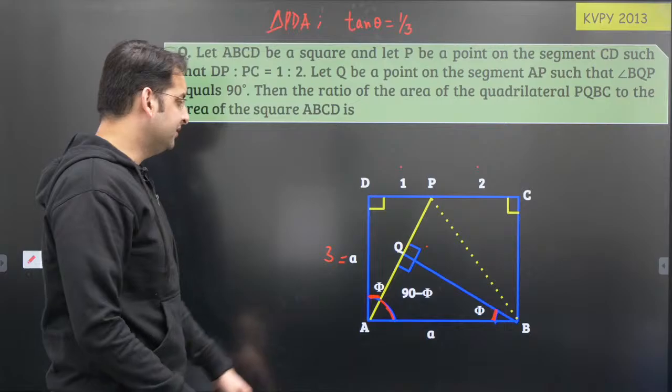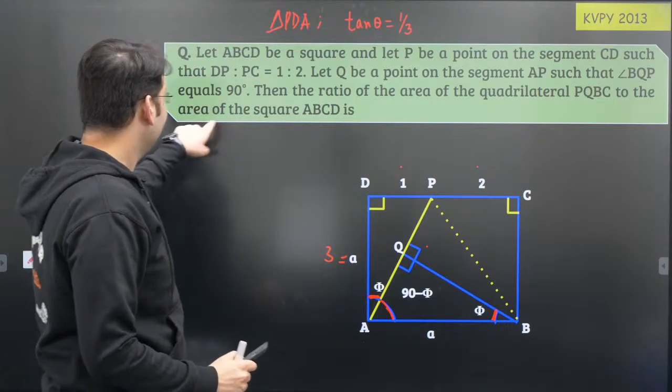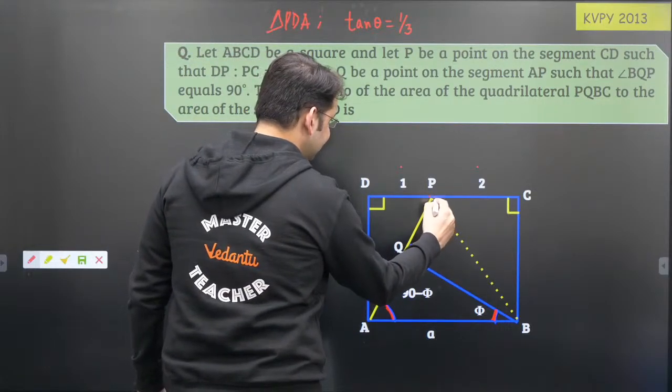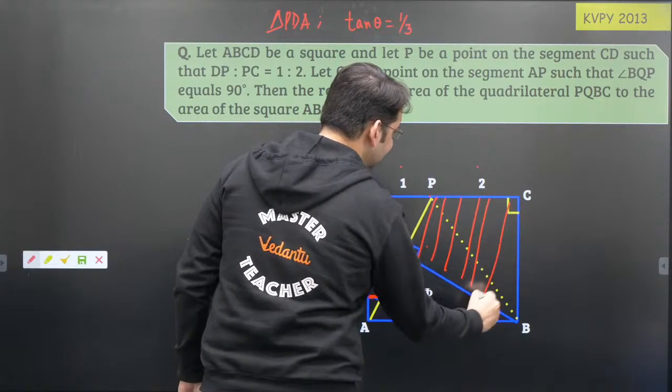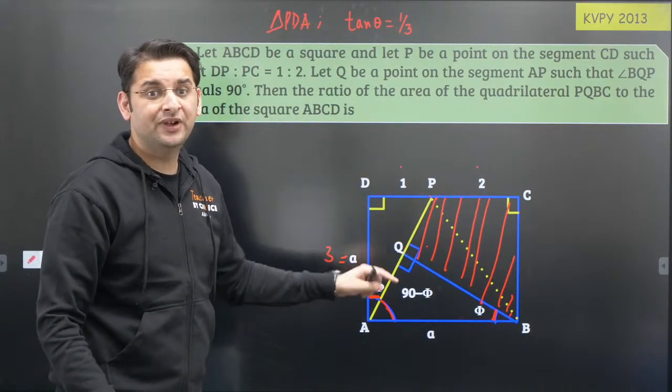tan theta will be 1/3. So tan theta का वैल्यू 1/3 है. अब मुझे निकालना क्या, पहले तो ये देखते हैं. Area of the quadrilateral PQBC. So this area PQBC upon area of the square ABCD. Area of the square ABCD.